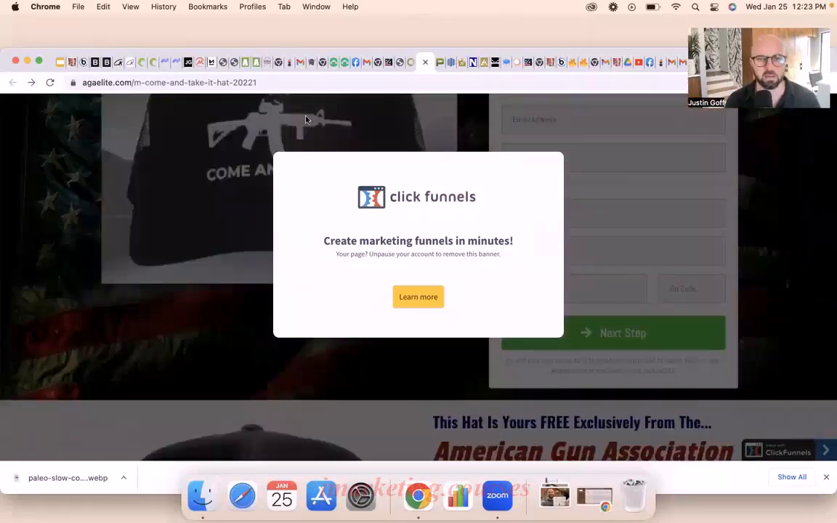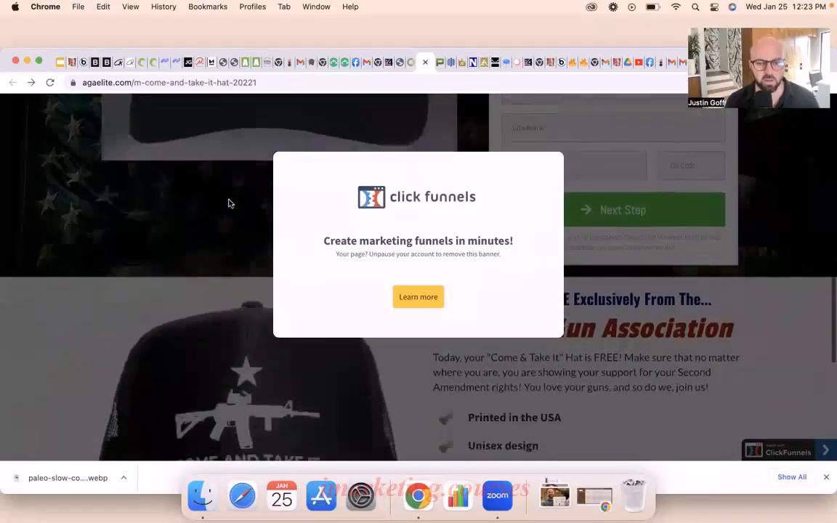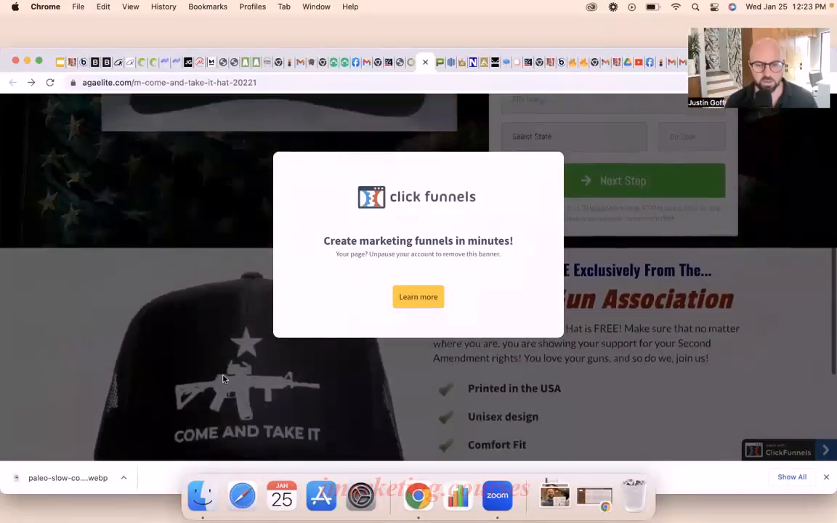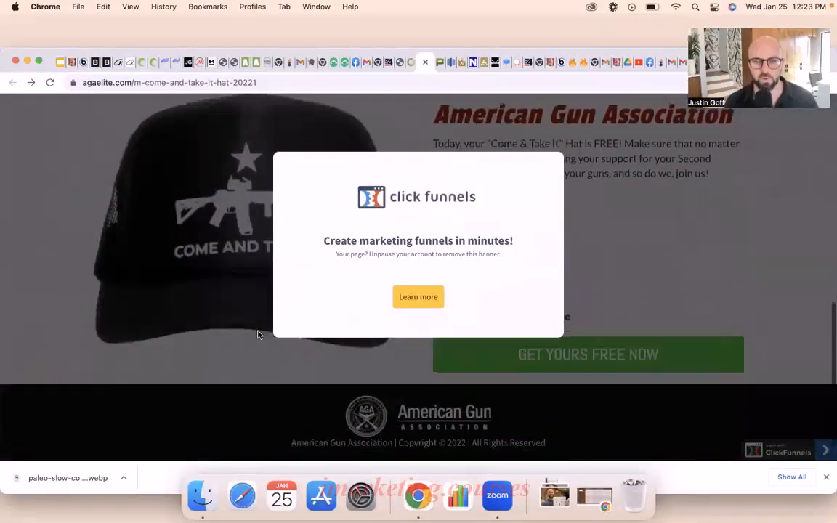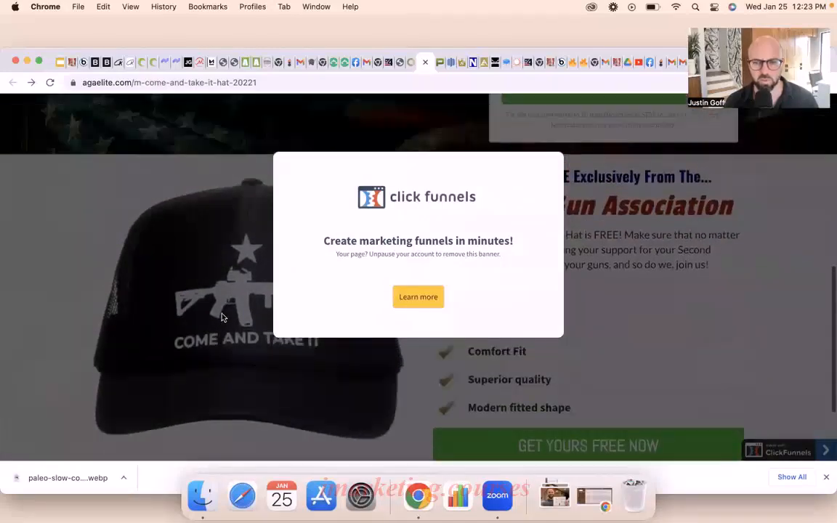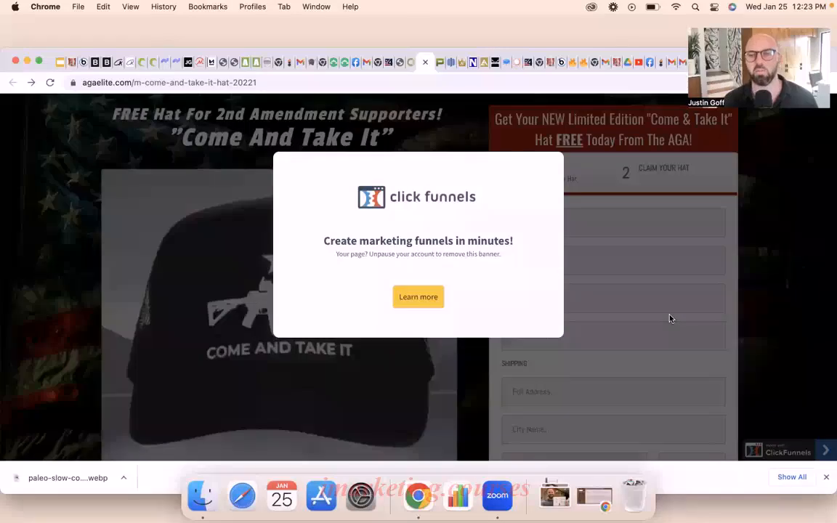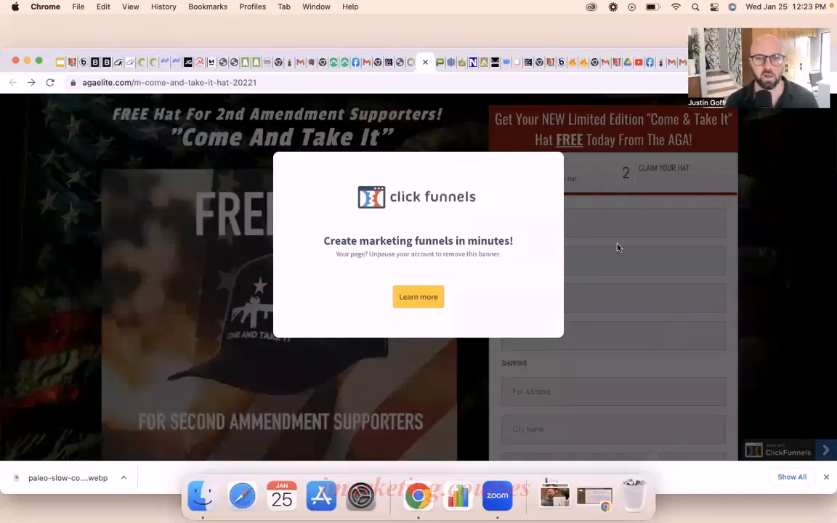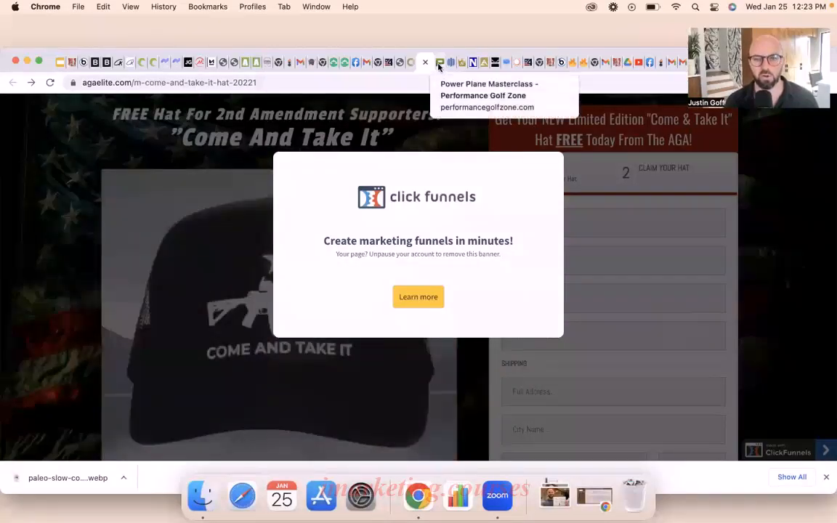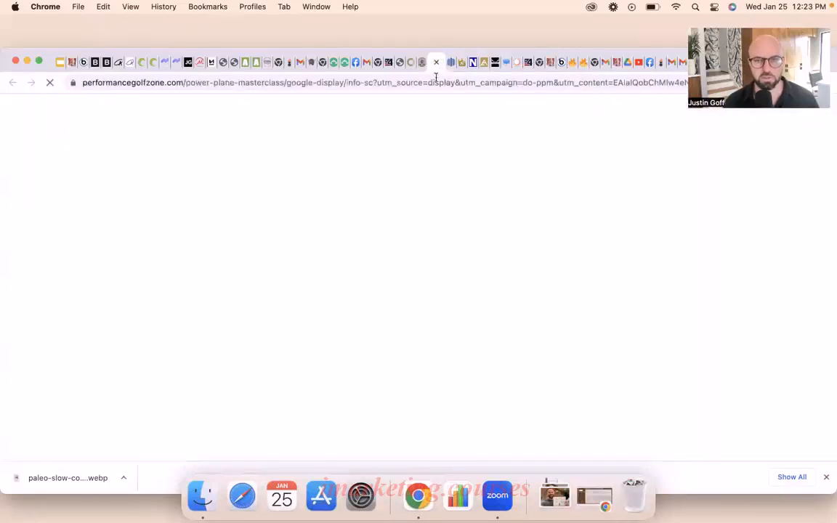So it's a hat. You can kind of see it behind it. It says "come and take it," which is a pretty common phrase that gun people say. And then the upsell puts you into some type of continuity program where you're getting more like t-shirts and hats and stuff like that. It's a monthly expense. But that business crushes. I think they have a 2 or 3 million person email list. So it's huge.